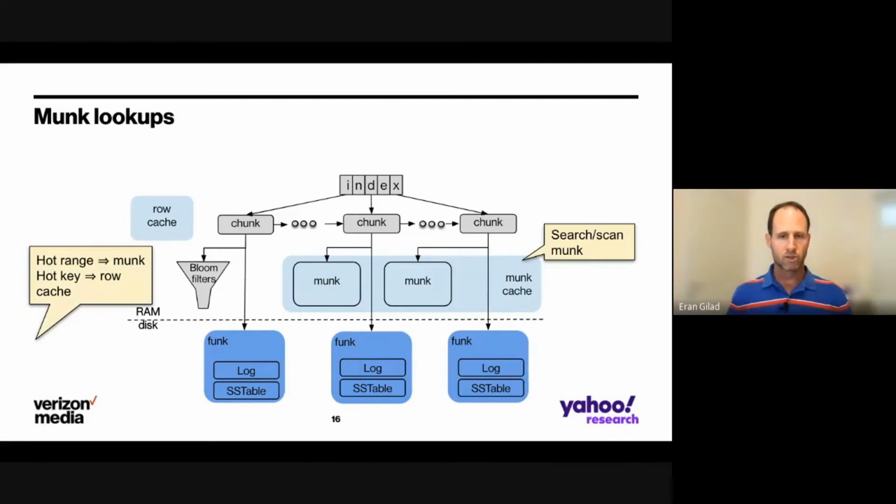And just to make something clear, munks are better suited for storing chunks which have many keys that are hot, which is typical to hot ranges. This is as opposed to chunks that have single keys that are hot, in which case we better reserve the memory space and store that key in the row cache.